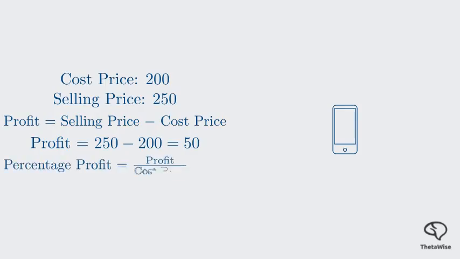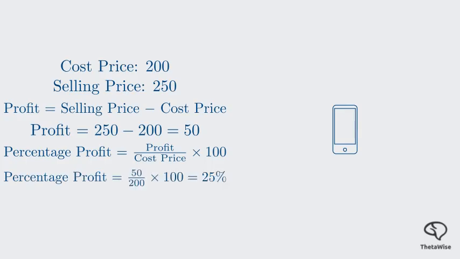To find the percentage profit, we always divide the profit by the original cost price and multiply by 100. In this case, it is 50 divided by 200 times 100, which equals 25%. What if there is a sale?